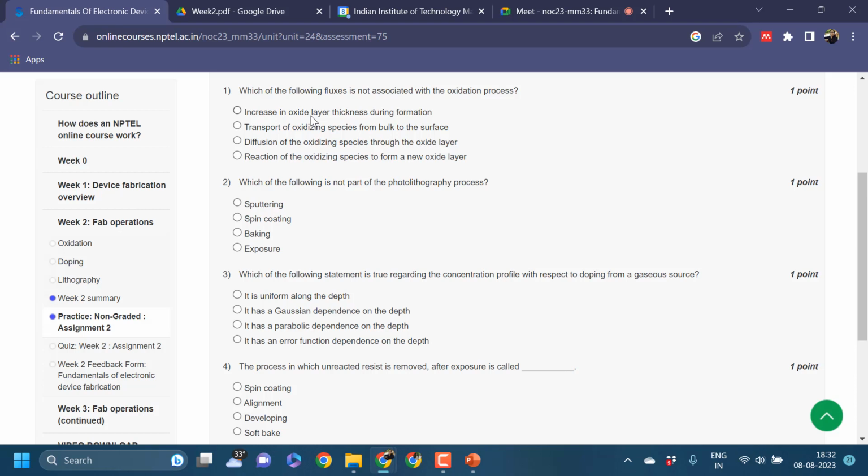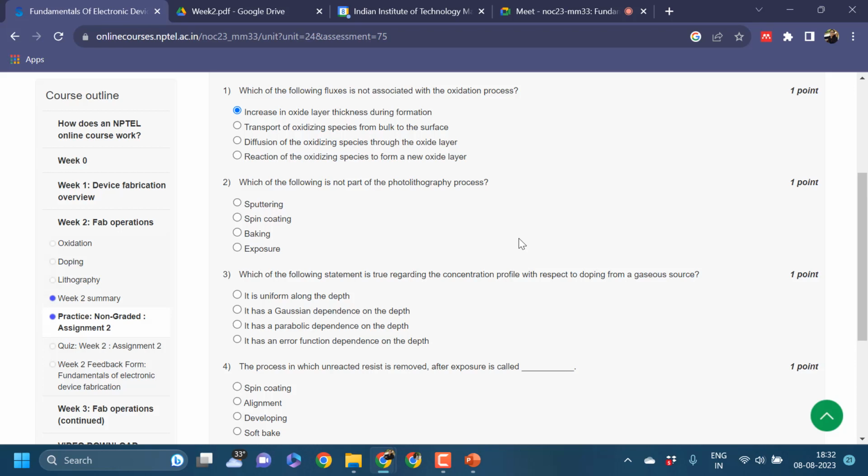Yes. Next is, which of the following is not part of the photolithography process? I have shown you a picture, right? A series of steps. Which among these was not mentioned in those series of steps?